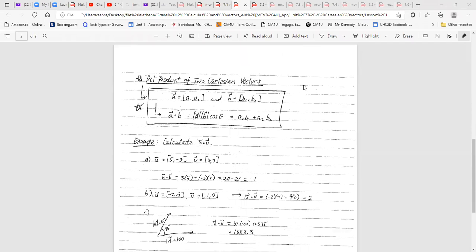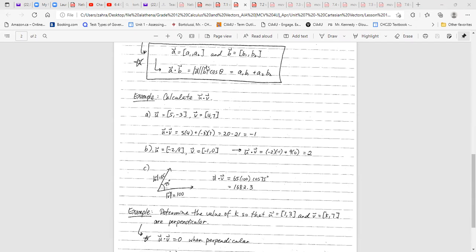Here, the dot product of two Cartesian vectors. We know this formula for the dot product: A dot B is the magnitude of A multiplied by the magnitude of B multiplied by the cosine of the angle between them. But if you have the components of A and B, it's going to be the X component multiplied by the X component plus the Y component multiplied by the Y component. If this is three dimensional, then we have plus the Z component multiplied by the Z component. And you add them. As you see, the answer of the dot product is a scalar, a number.